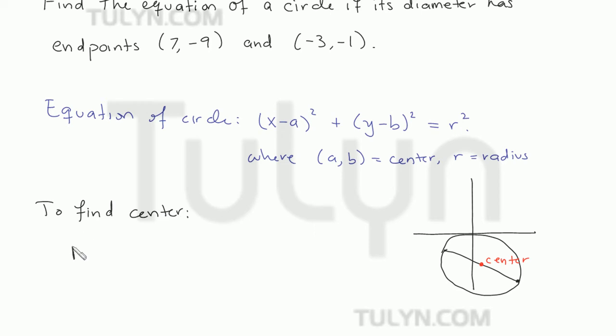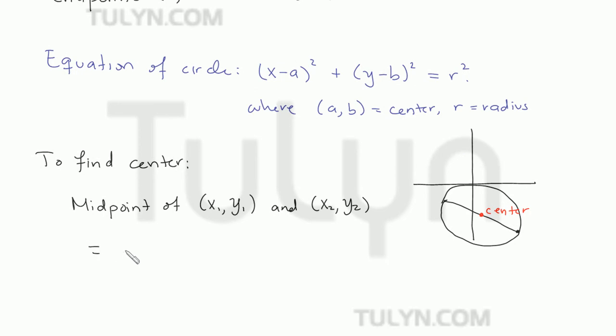To find the center, let's recall what the midpoint of 2 points is. In general, if you have one point at (x1, y1) and one point at (x2, y2), then the midpoint is going to be the averages of each of the coordinates. The x-coordinate is the average of the x's, so (x1 + x2) over 2, and the y-coordinate is the average of the y's, so (y1 + y2) over 2.